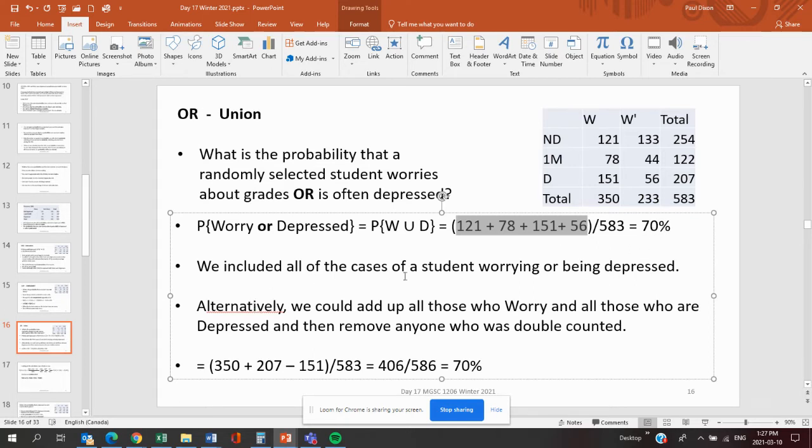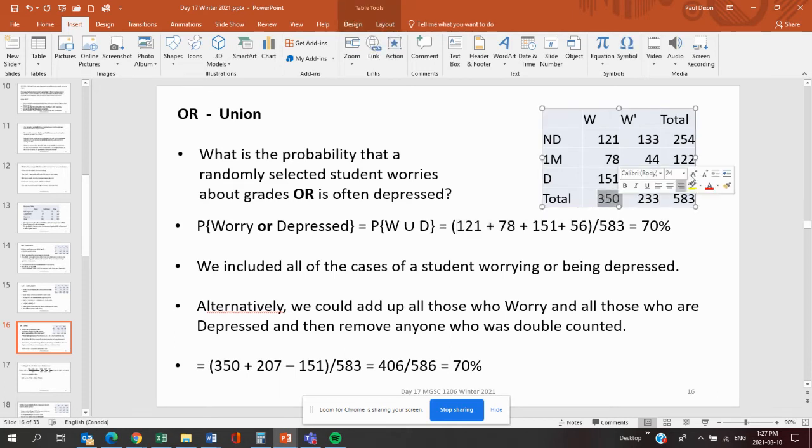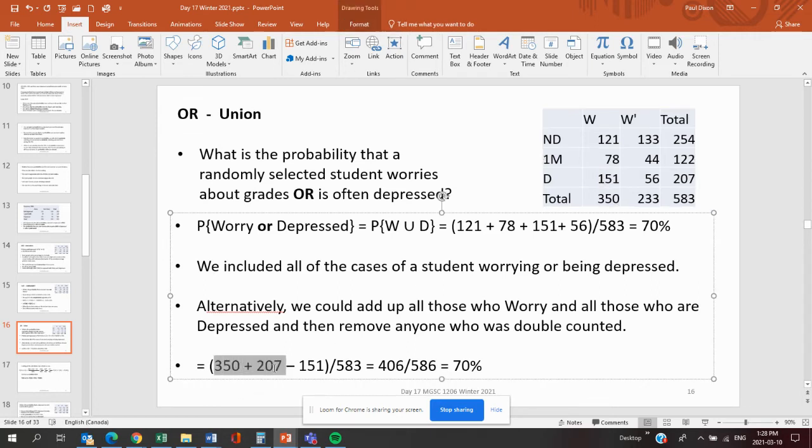Okay. Another way of looking at it is to say, well, 350 worry, and over here, 207 are depressed. So I've got those two, but those totals both include the 151 twice. So I can't count them twice. I've got to take one of these bunches out. So I've got 350 plus 207, and I'm going to take out the 151 that's double counted, and I still get the same 70%. It gives me the same answer.